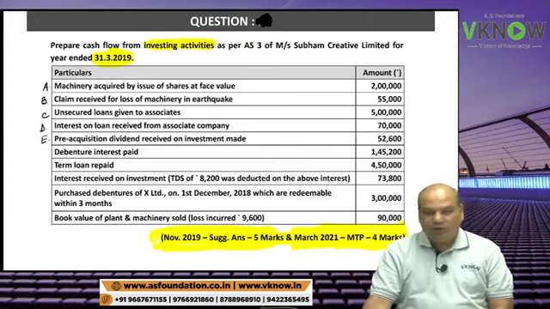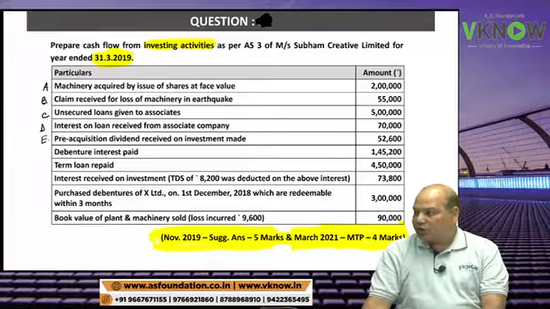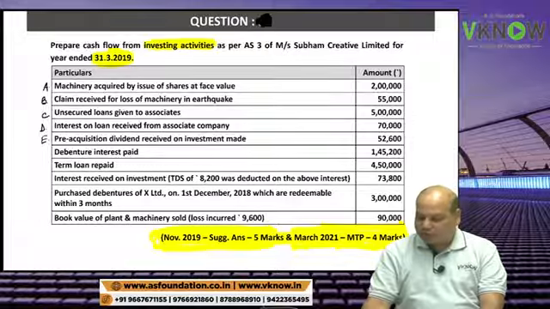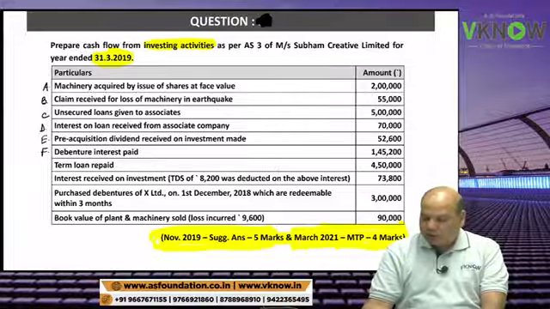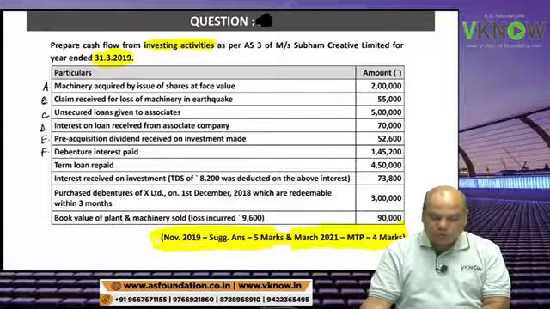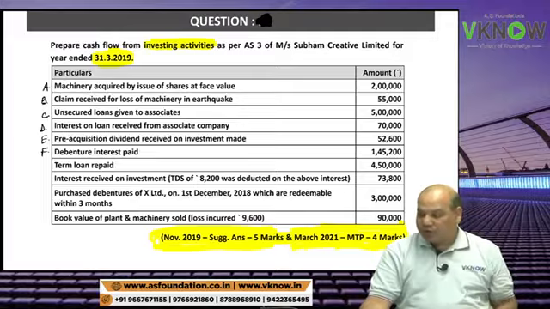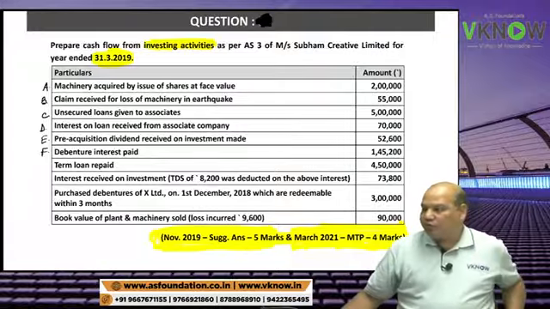Point C: unsecured loan given to associates, 5 lakh. Point D: interest on loan received from associate company.